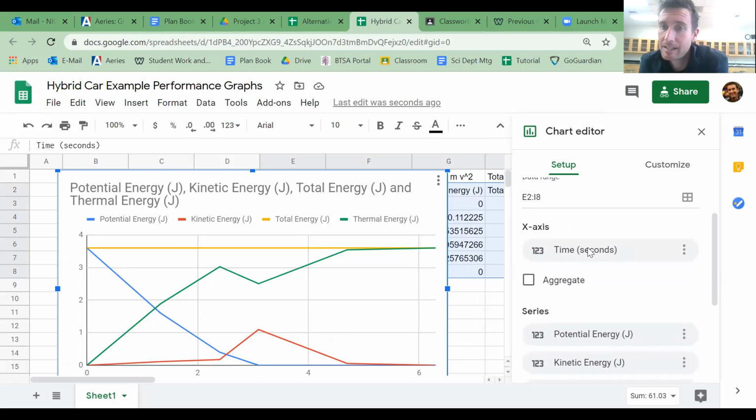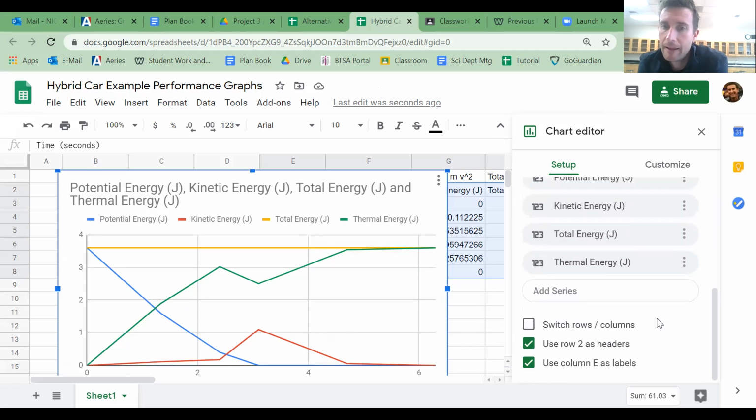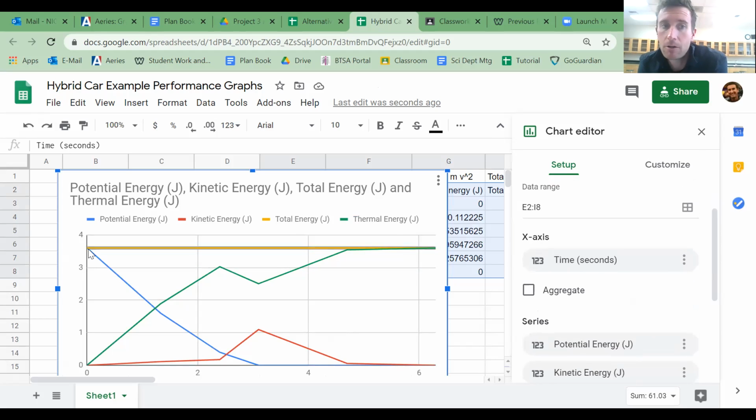The x-axis is time. Potential, kinetic, total, and thermal energy are the other lines, which is good. And I know that I've done it right because my total energy stays the same. My thermal energy, green, gets bigger. My potential energy goes down and gets smaller. And then my kinetic energy stays relatively low the whole time, but goes up and down just a little bit. So that looks pretty good.